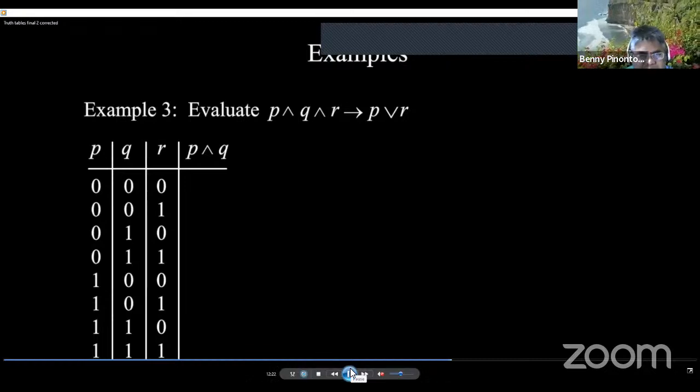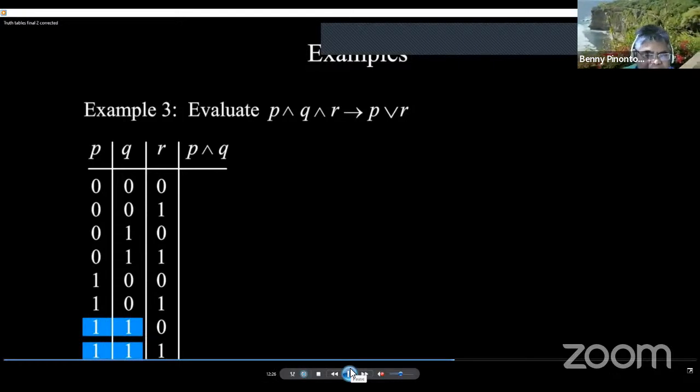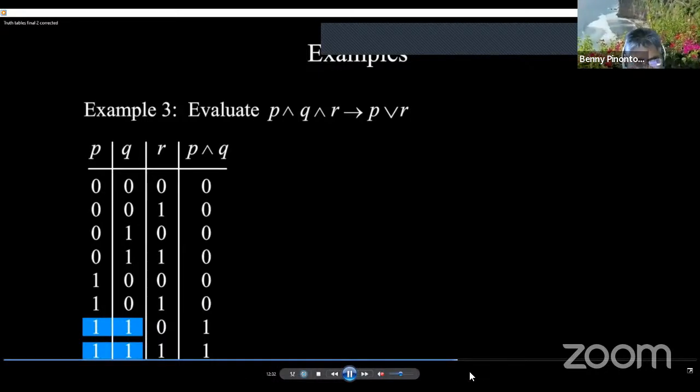Okay, so P and Q. Again, you look at all the entries of all 1s, and that's going to be 1s. All the rest will be just 0. And so you put all the rest 0.